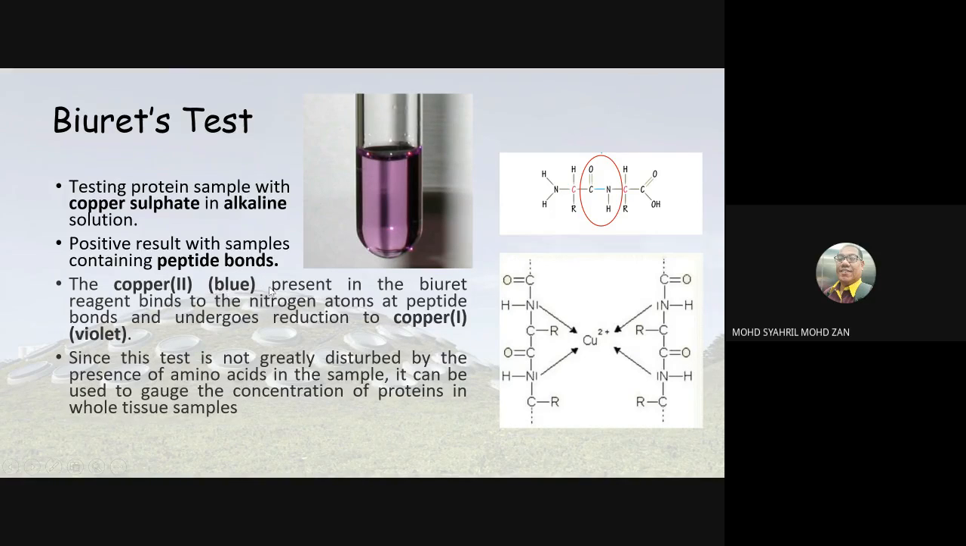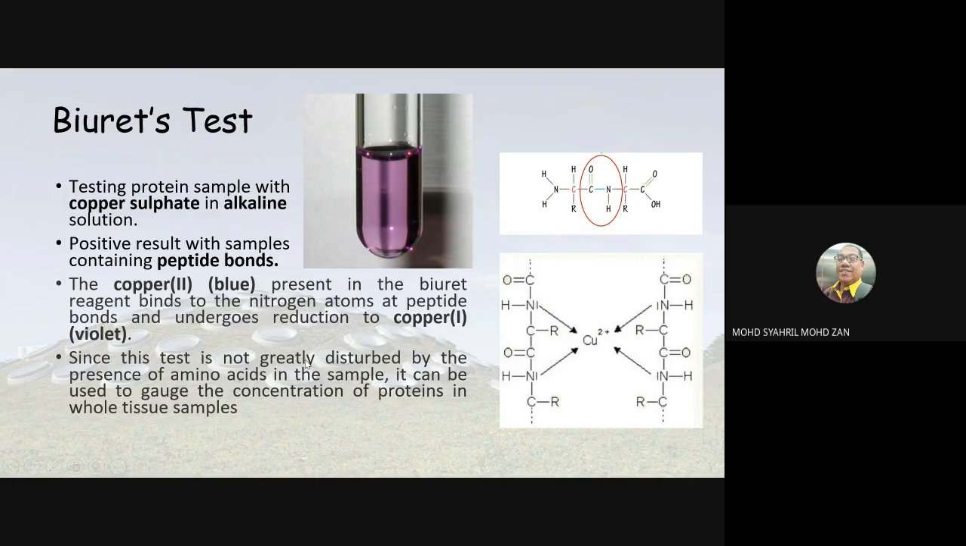Okay, apa yang berlaku dekat situ? Copper 2 blue present in the Biuret reagent binds to the nitrogen atom at the peptide bonds and undergoes reduction to copper 1 violet. Okay. Since this test is not greatly disturbed by the presence of amino acids in the samples, it can be used to gauge the concentration of protein in whole tissue samples.